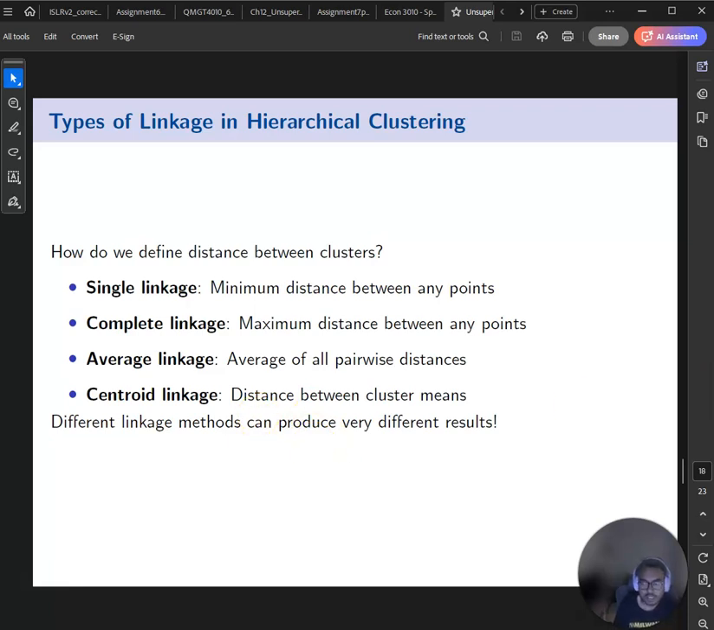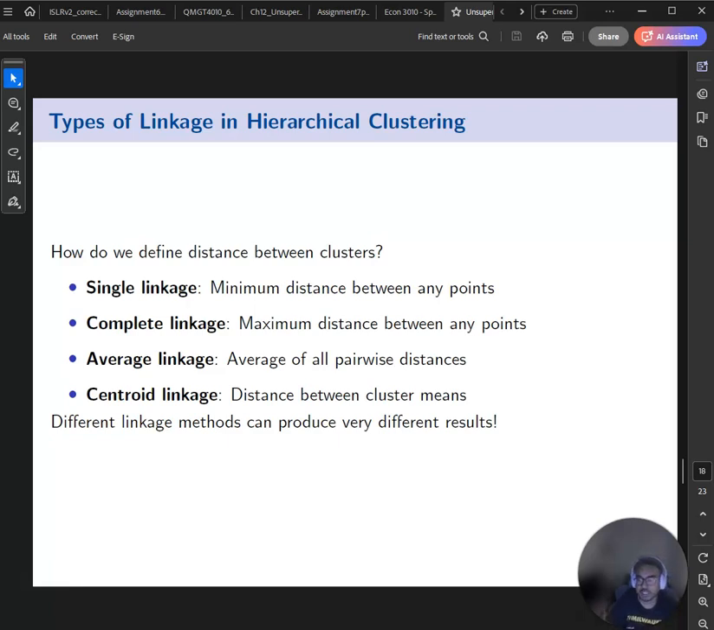A critical choice in this method is how do we define the distance between clusters? When clusters contain multiple points, how do we measure how far apart they are? This is known as the linkage method, and different choices can lead to very different clustering results. There are several common linkage types. Single linkage defines the distance between the clusters as the minimum distance between any 2 points, one from each cluster. It tends to create long stretched out clusters and is sensitive to noise, but can identify clusters of complex shape.